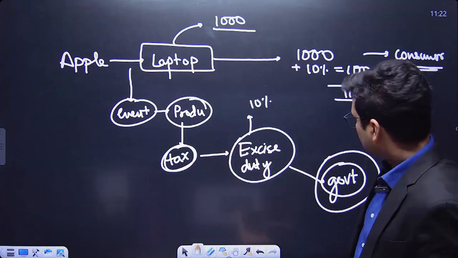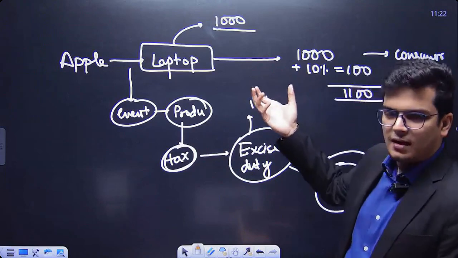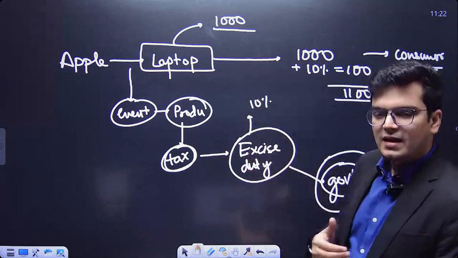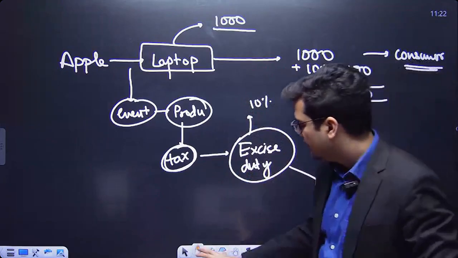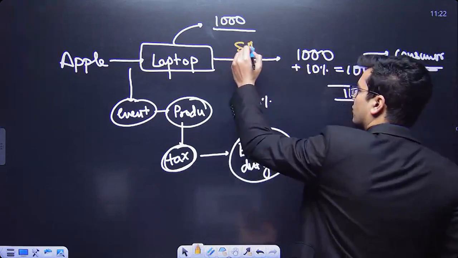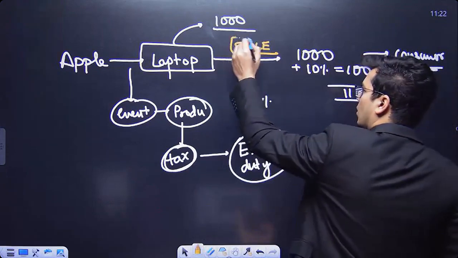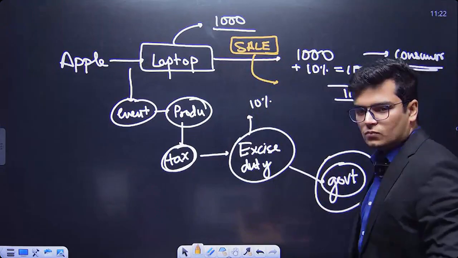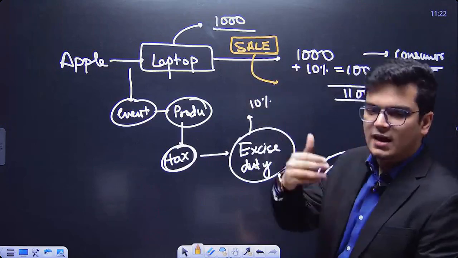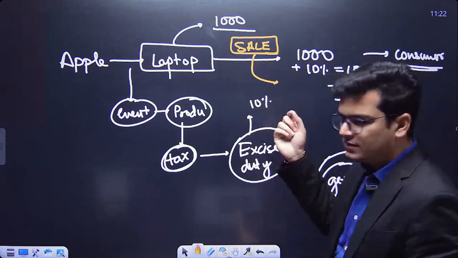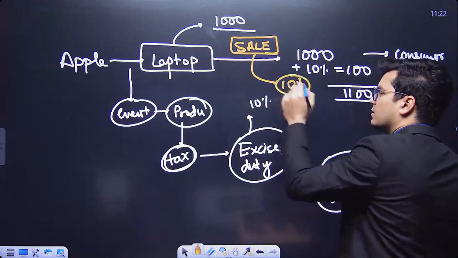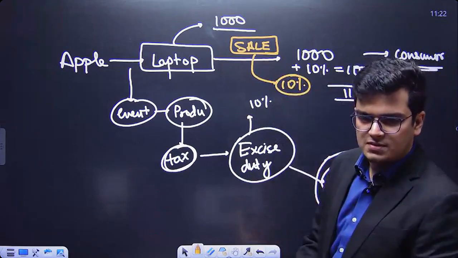Second, there is also another event that has happened here. This is one event. Another event has happened here. The other event that has happened here is called sale. An event of sale has also happened here. On this event of sale, there is another tax of 10%.